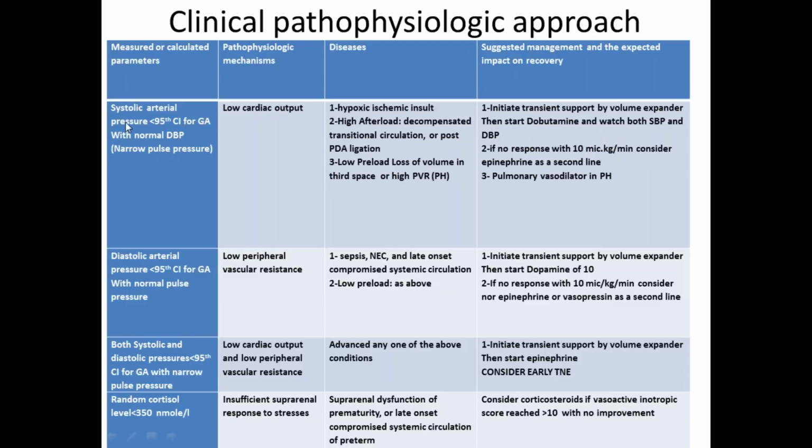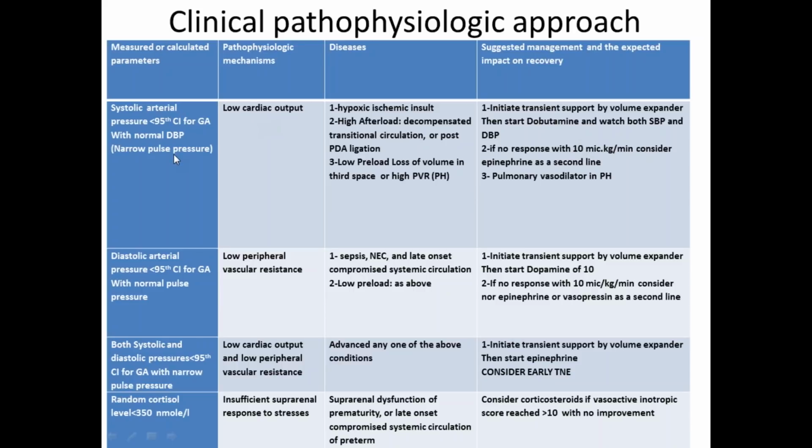If you have low systolic blood pressure with narrow pulse pressure, you may consider one of these conditions: hypoxemic ischemic insult, or high afterload, or low preload. In any one of these cases, you need to select one of these parameters: either a pulmonary vasodilator for pulmonary hypertension, or decrease the mean airway pressure if you are giving a lot of it, or initiate volume expanders followed by dobutamine.